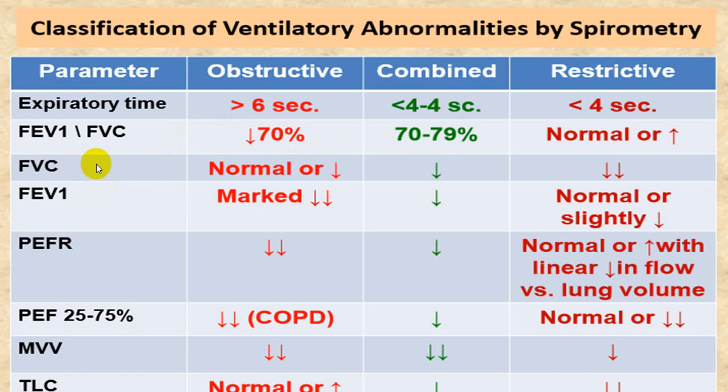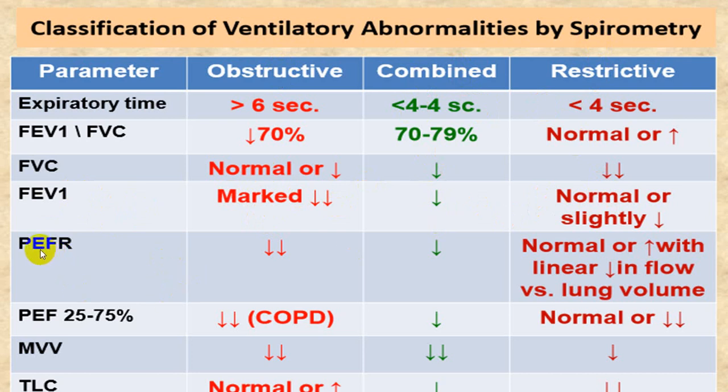FVC, if it is normal or slightly reduced, is more in favor of obstructive. If it is markedly reduced, more in favor of restrictive. Slightly reduced in combined. FEV1 is markedly reduced in obstructive, but slightly reduced or normal in restrictive, and in combined slightly reduced.